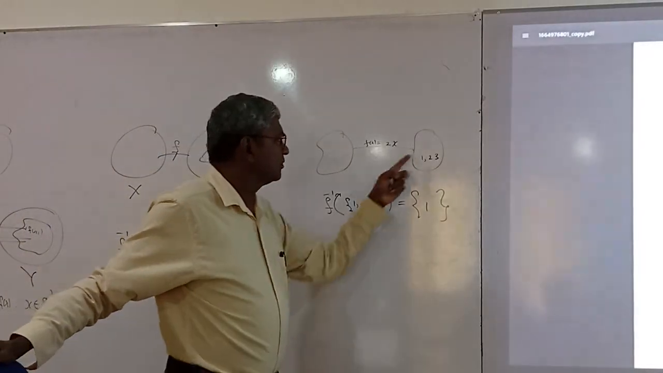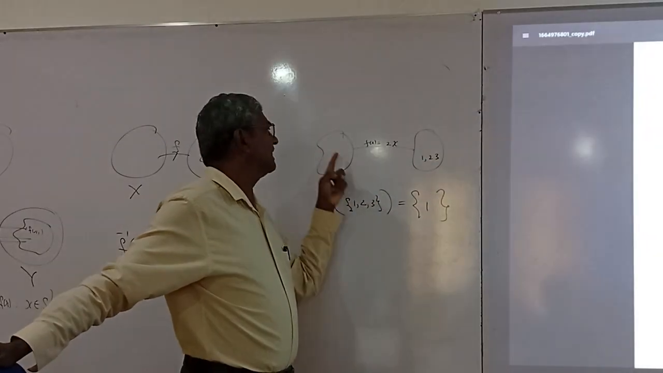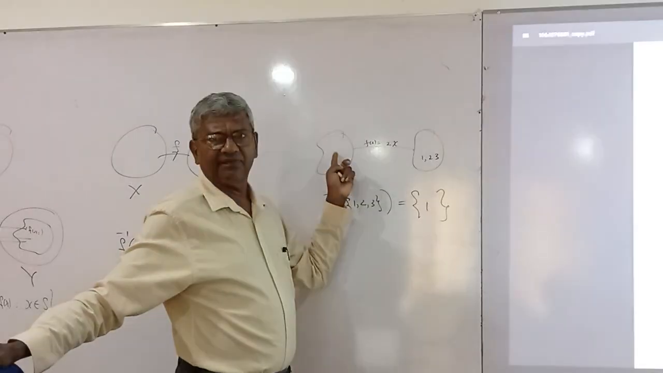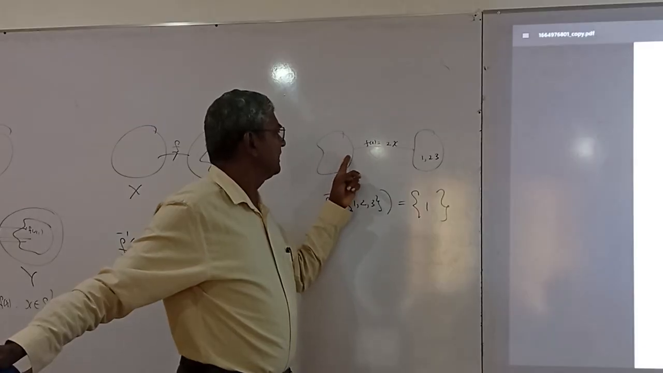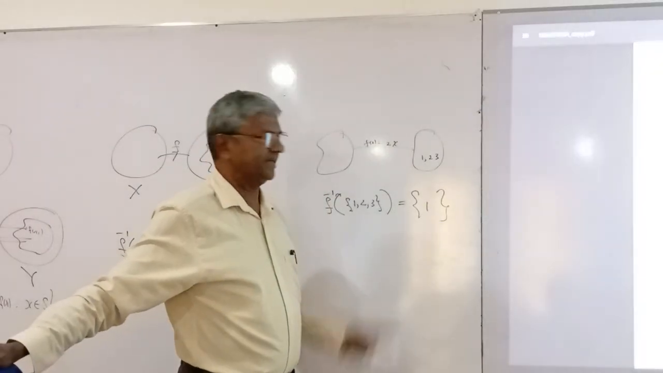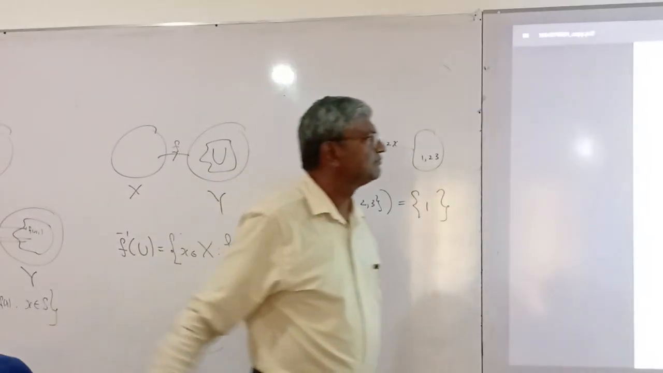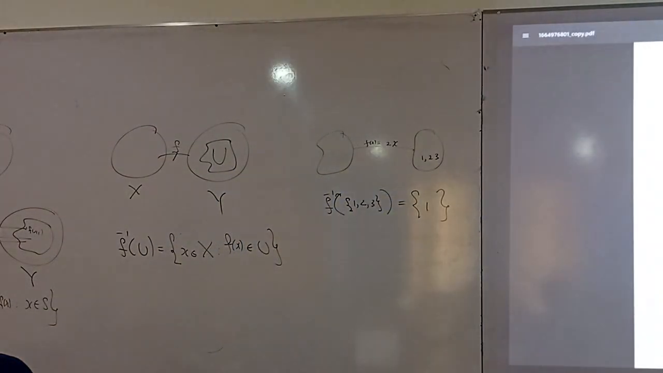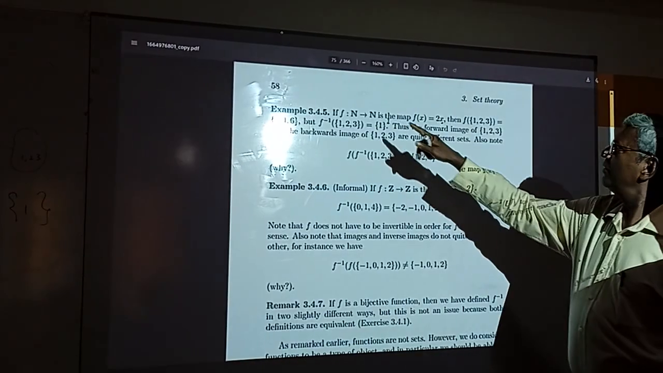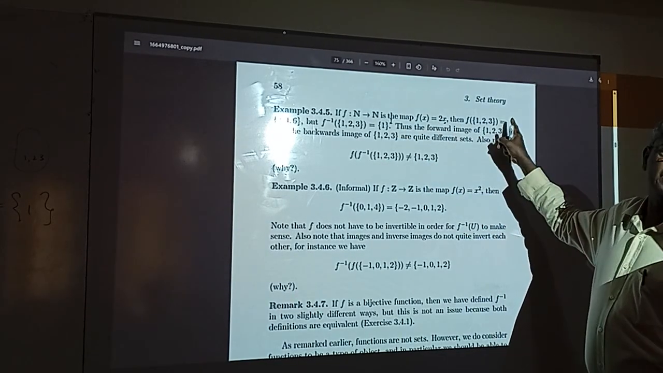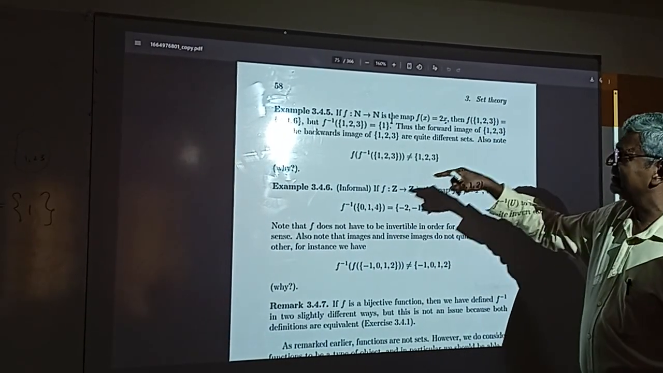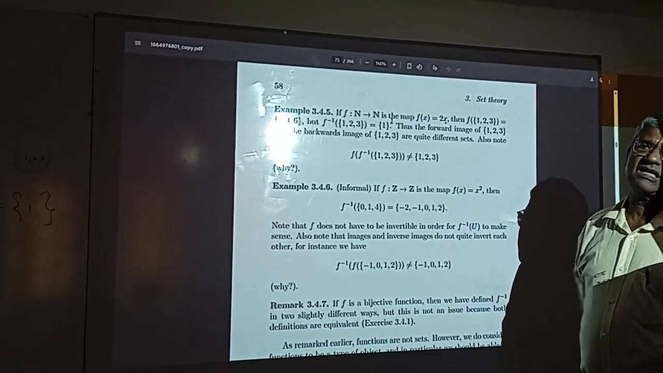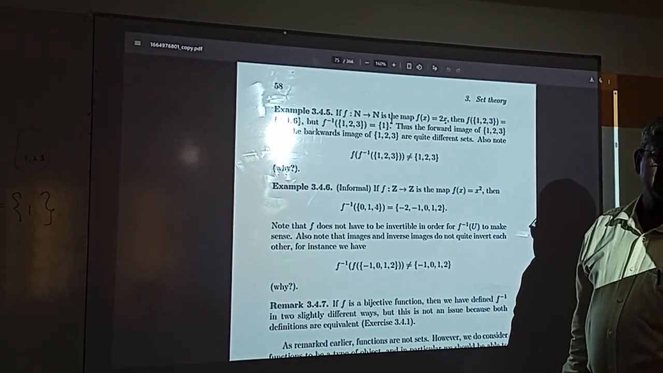Because 2 comes as the forward image of 1 under f. My English is incorrect. f of 1 is 2, that's why it is here. So the forward image of {1, 2, 3} and the backward image of {1, 2, 3} are quite different. The forward image of {1, 2, 3} is {2, 4, 6}. The backward image of {1, 2, 3} is just {1}. Got it?